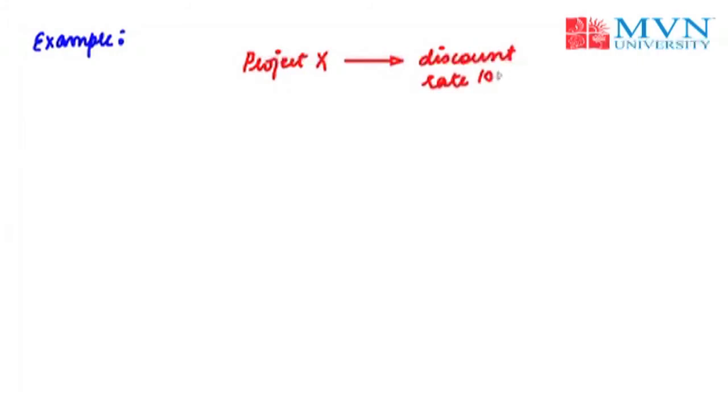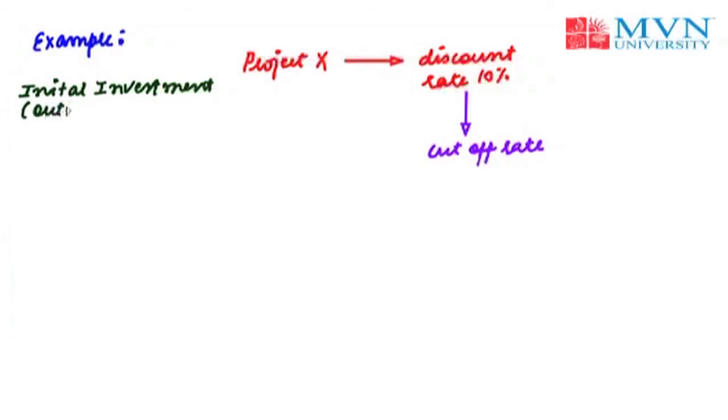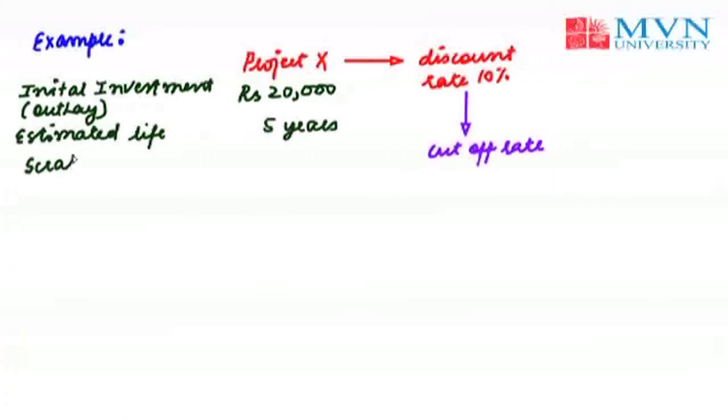Now let me make it more clear to you by using an example. In this example, there is a project X, and this project assumes a discount rate of 10%. We often call it the cutoff rate. The initial investment in project X is rupees 20,000, which means that the investment outlay is rupees 20,000. The estimated life of project X is 5 years and the scrap value of the project is rupees 1,000. By scrap value, what I mean is that after 5 years, the value of the project will be just 1,000.